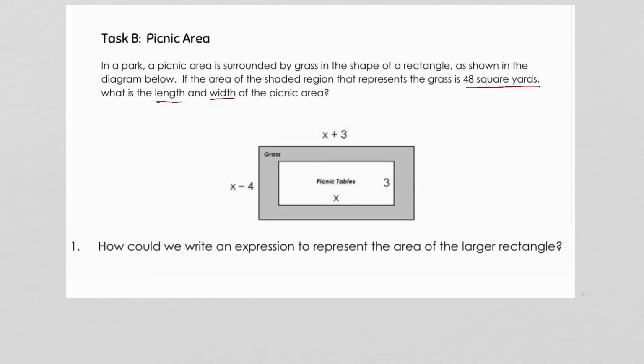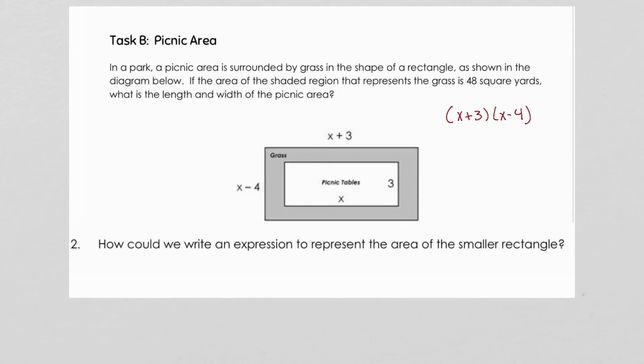The first question asks, how could we write an expression to represent the area of the larger rectangle? So we have the dimensions here, x plus 3 and x minus 4. And remember, area is length times width, so we could write that as x plus 3 times x minus 4, right? The second question asks, how could we write an expression to represent the area of the smaller rectangle, the picnic table itself? The dimensions of the table are x and 3. So if we multiply 3 and x together, guys, don't overcomplicate it, it's just 3x.